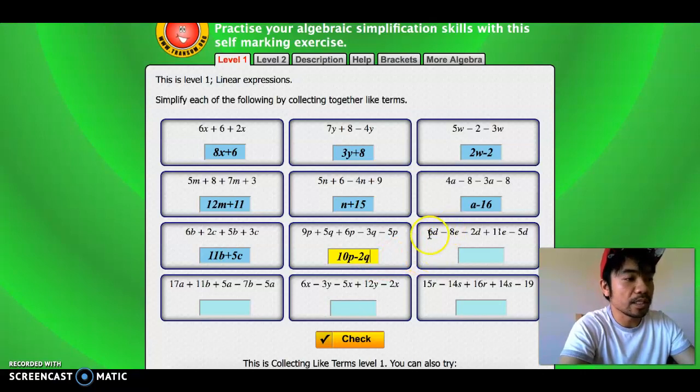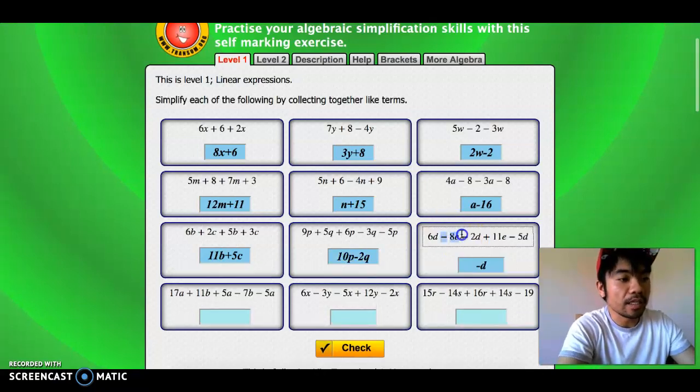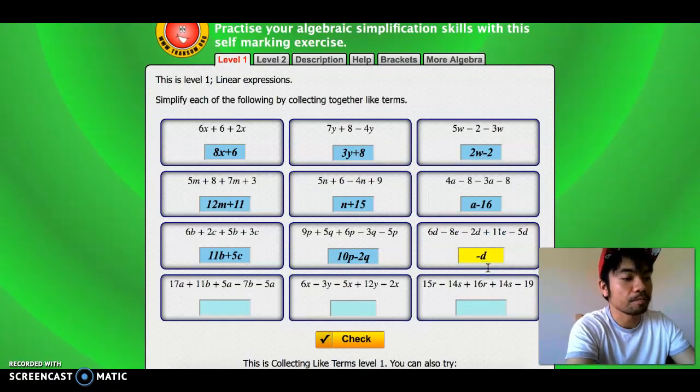And then this one, 6d minus 2d is 4d. 4d minus 5d is actually negative d. Negative 8e plus 11e is actually positive 3e. Okay, so make sure you remember how to work with negatives.